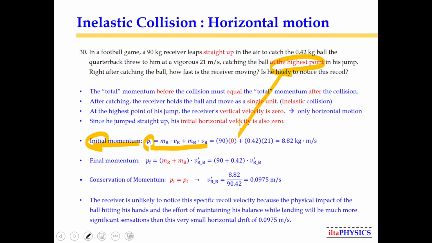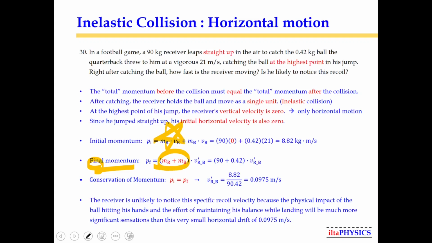Now, let's calculate the final momentum after the collision. In this inelastic collision, the receiver and the ball become one unit, so the total mass is the sum of the two masses, and they move at a common velocity.